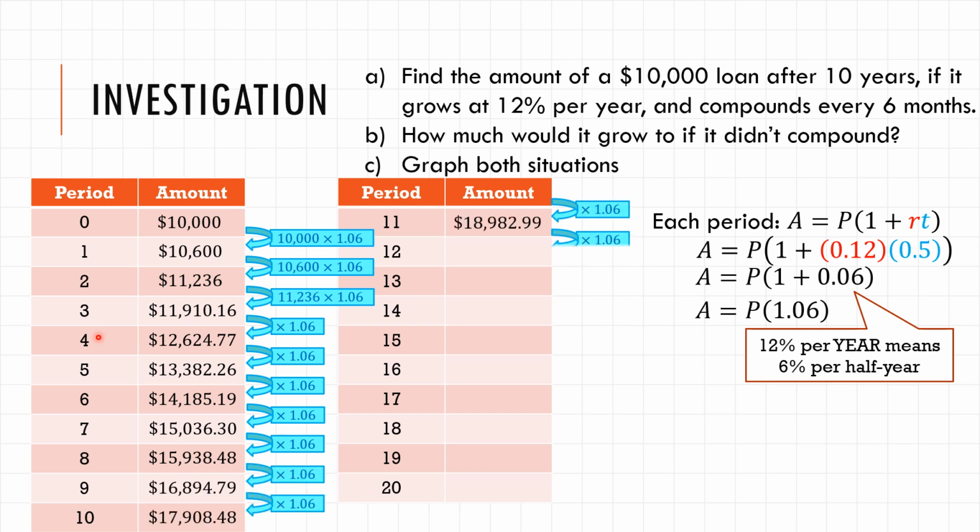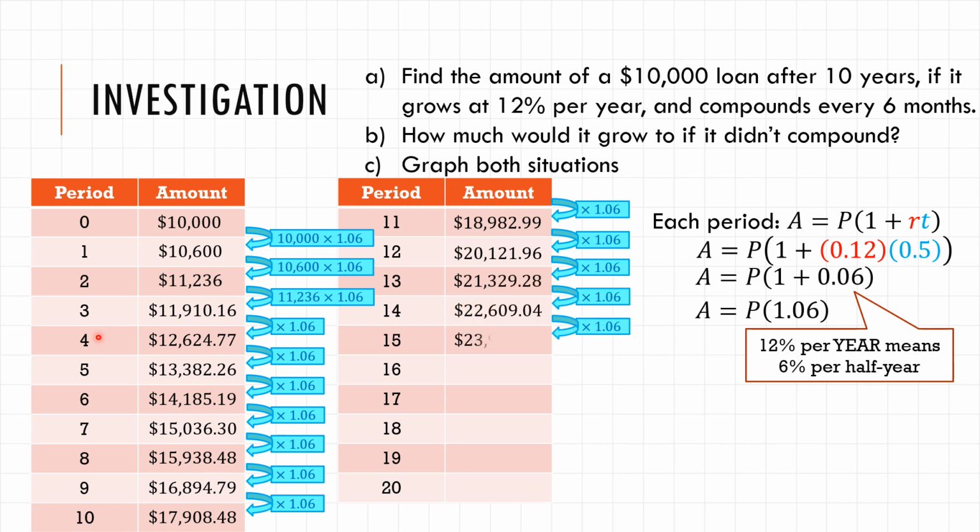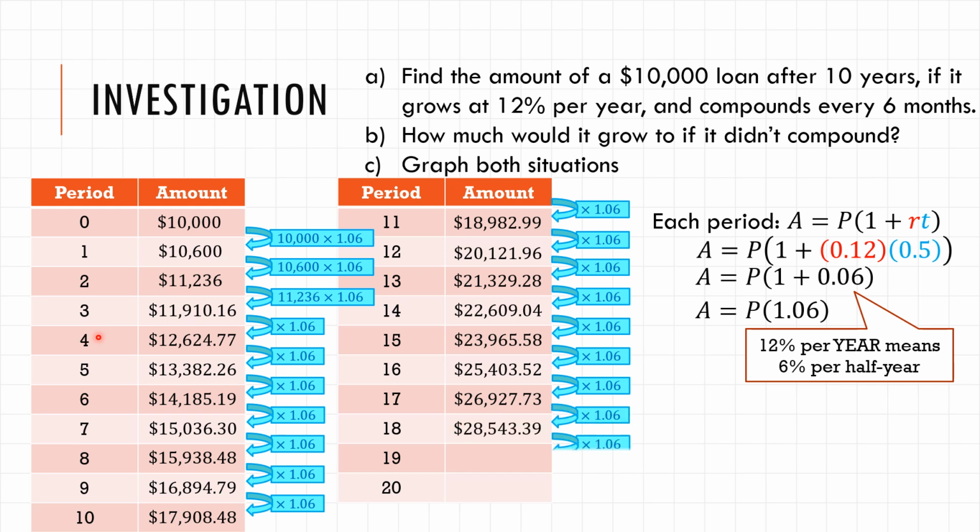until I've completed 20 periods of 6 months. And 20 periods of half a year each is a total of 10 years. So I finally will end up getting, my loan will grow after 10 years to $32,071.35. Now, this is the end of question A, right? This is how big my loan is going to grow after 20 periods, after 10 years, if it compounds every 6 months.